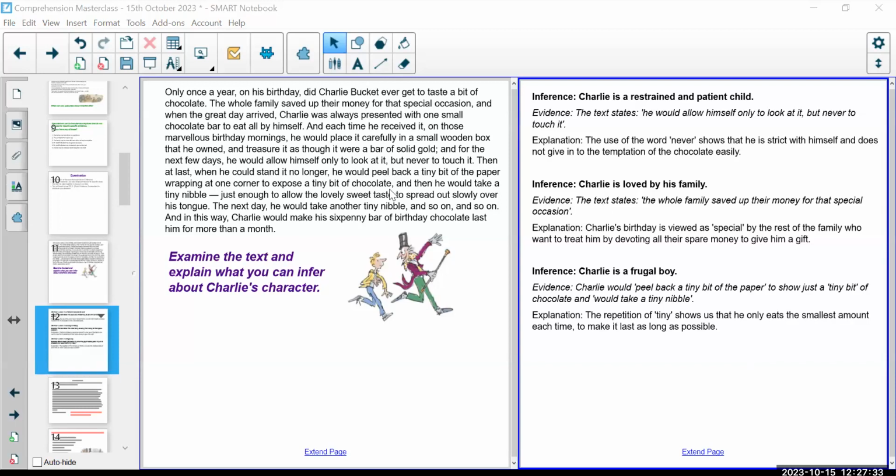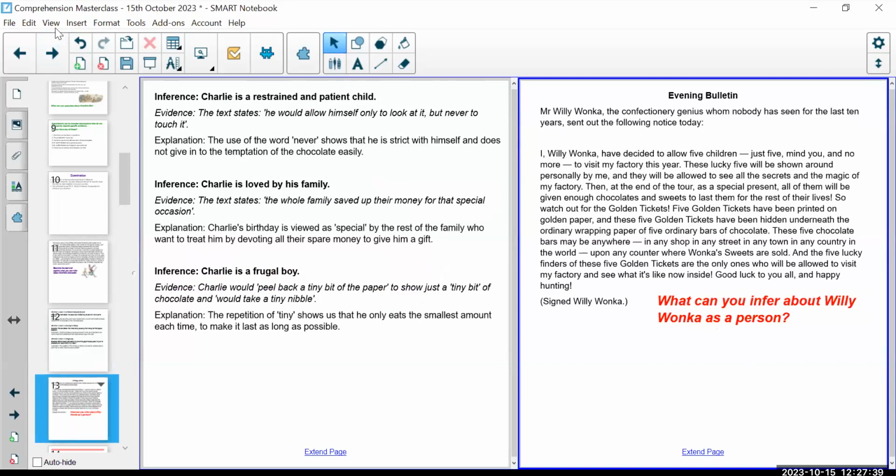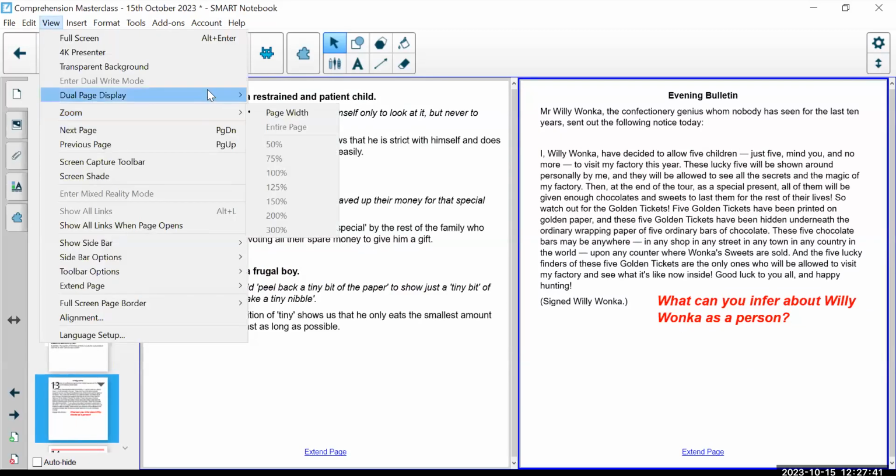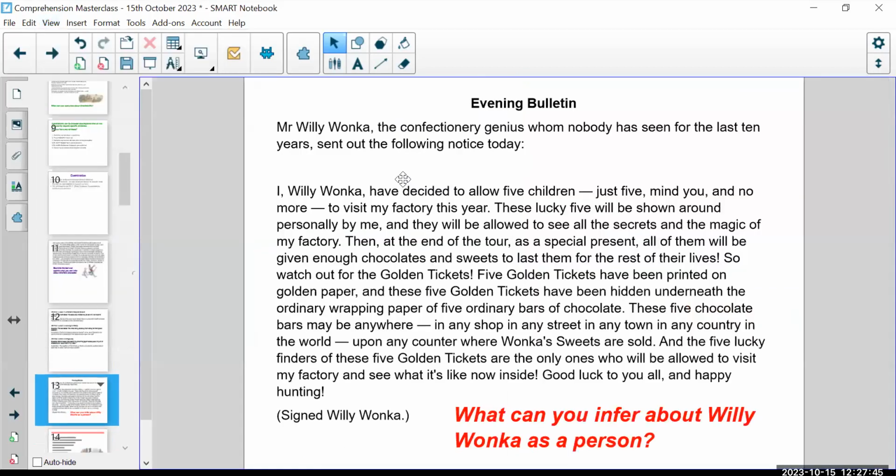Okay, hopefully that makes sense to you all. Let's move on. I have got one more of these for you to try. Let me just go onto single page. Now, you may know in this book that we have, of course, the Charlie Bucket and the family, but the other main character is, of course, Willy Wonka himself.